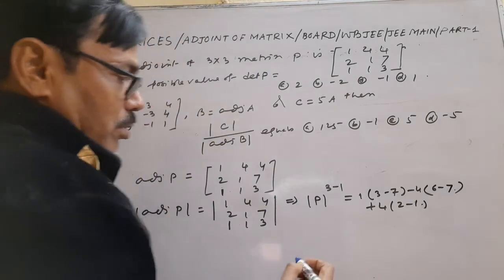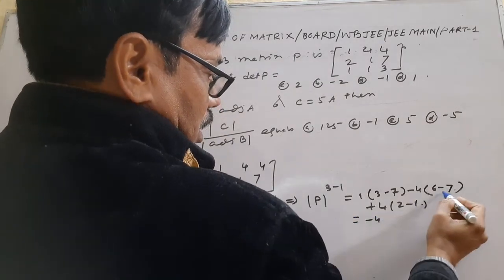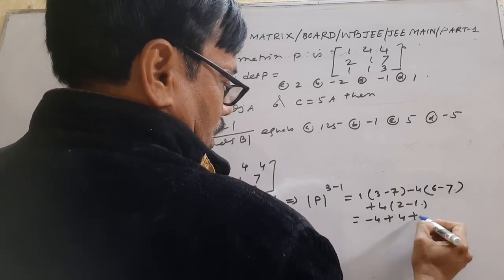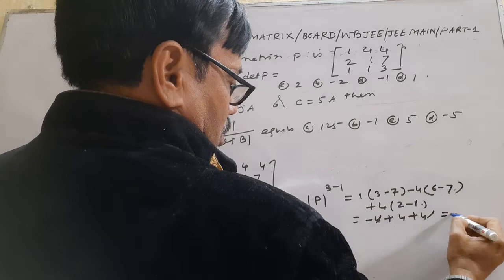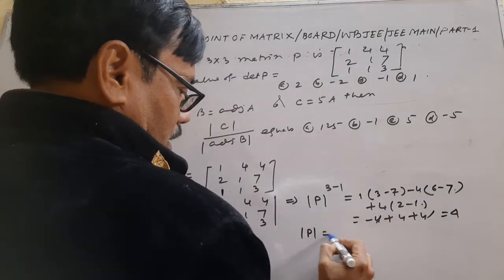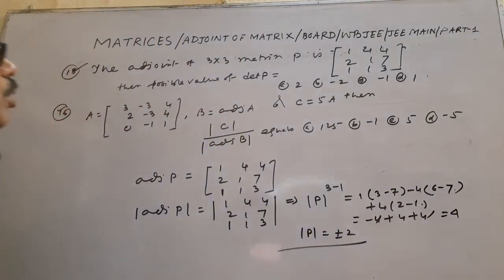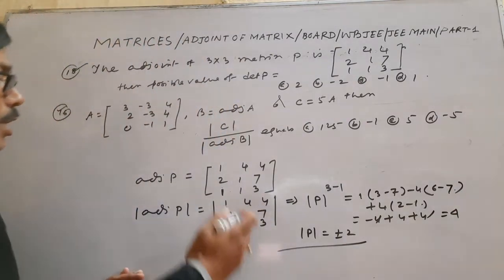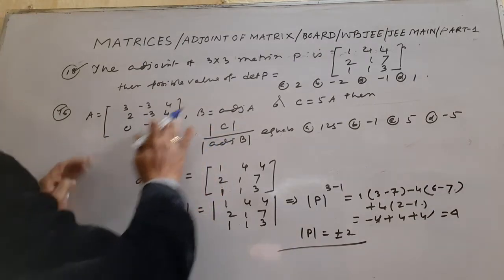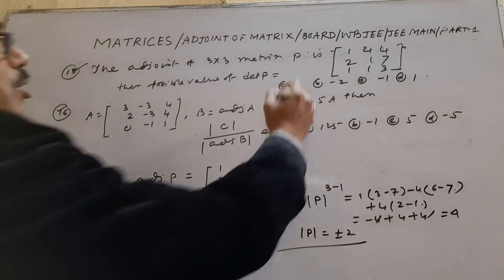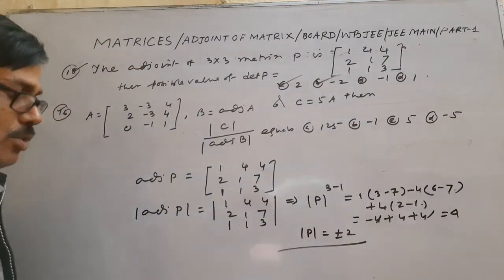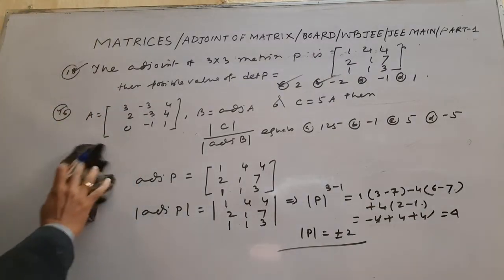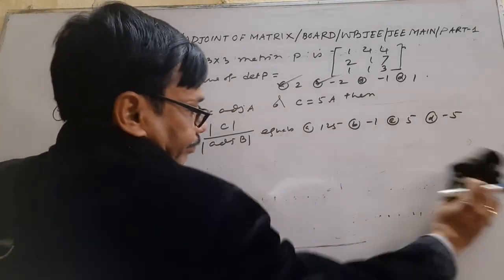So what is the value? This is minus 4 and this is plus 4. This is again plus 4. So this is 4. So what is determinant P? Plus minus 2. We have already solved this problem. Here you have to calculate determinant P only. So the possible values are 2 and minus 2.